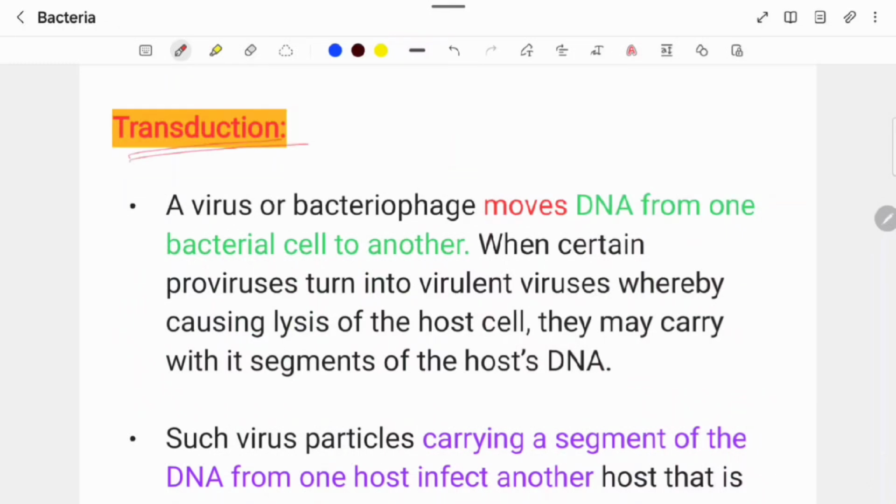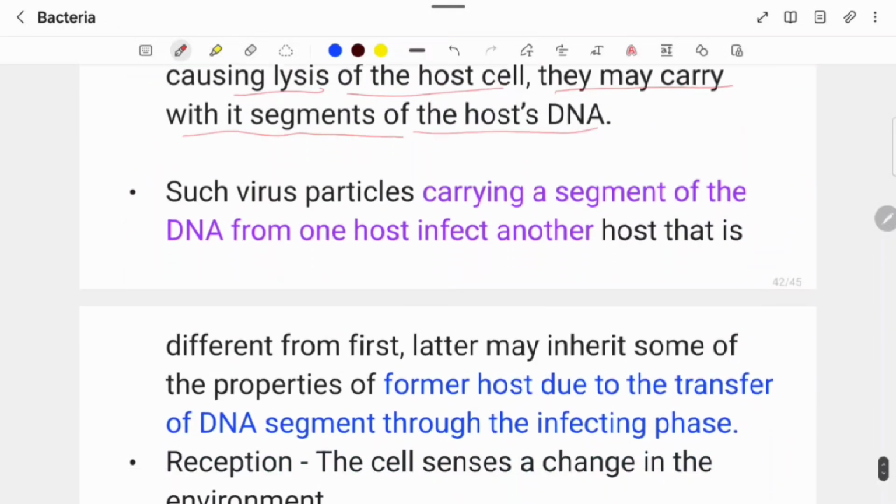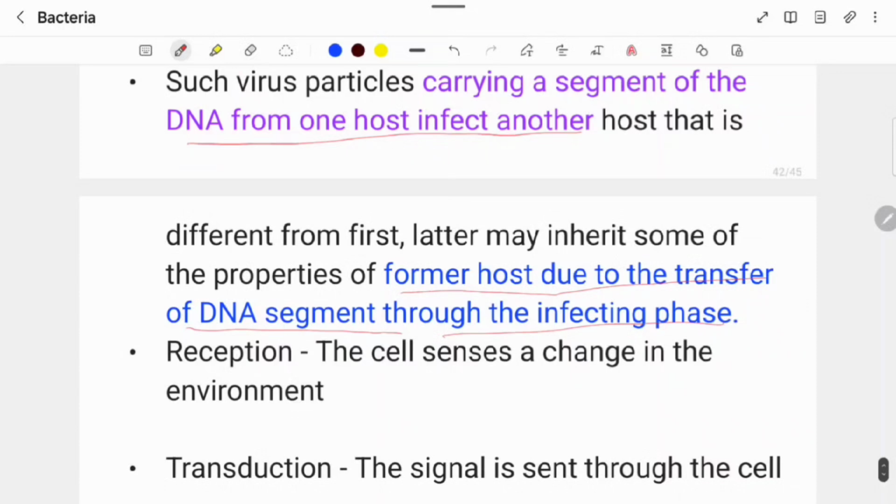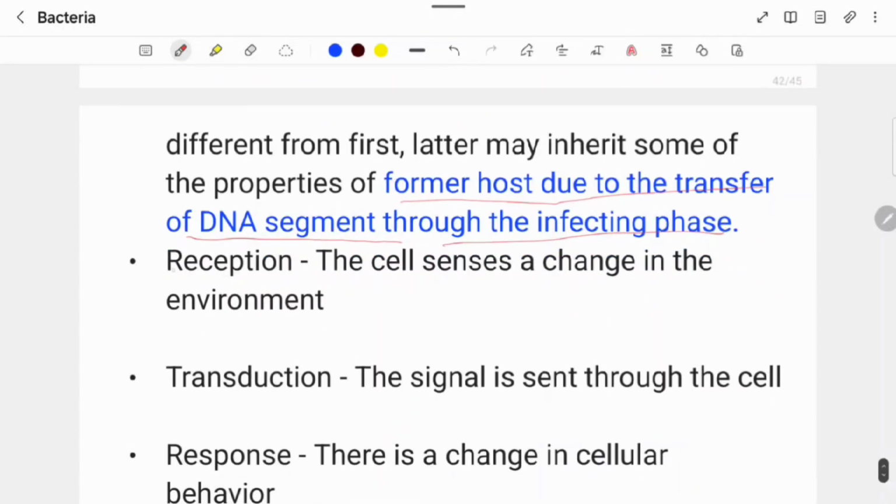Now, second is transduction. What is transduction? A virus or bacteriophage moves DNA from one bacterial cell to another is known as transduction. When certain provirus turn into virulent viruses whereby causing lysis of the host cell, they may carry with it a segment of the host's DNA. Such virus particles carrying a segment of DNA from one host infect another host. The latter may inherit some of the properties of the former host due to the transfer of DNA segment through the infecting phage.